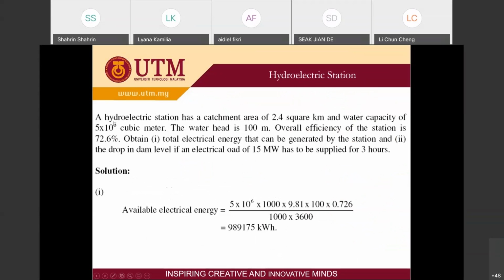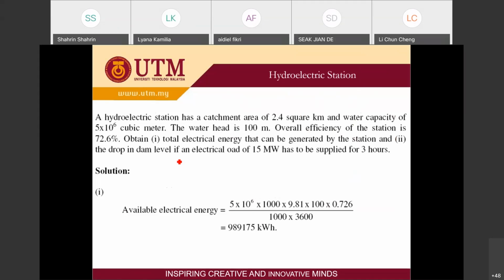Okay, so a hydroelectric station has a catchment area of 2.4 square kilometer, and water capacity of 5 multiplied by 10 to the power of 6 cubic meter. The water head is 100 meter. The overall efficiency of the station is 72.6%. Obtain the total electrical energy that can be generated by the station.